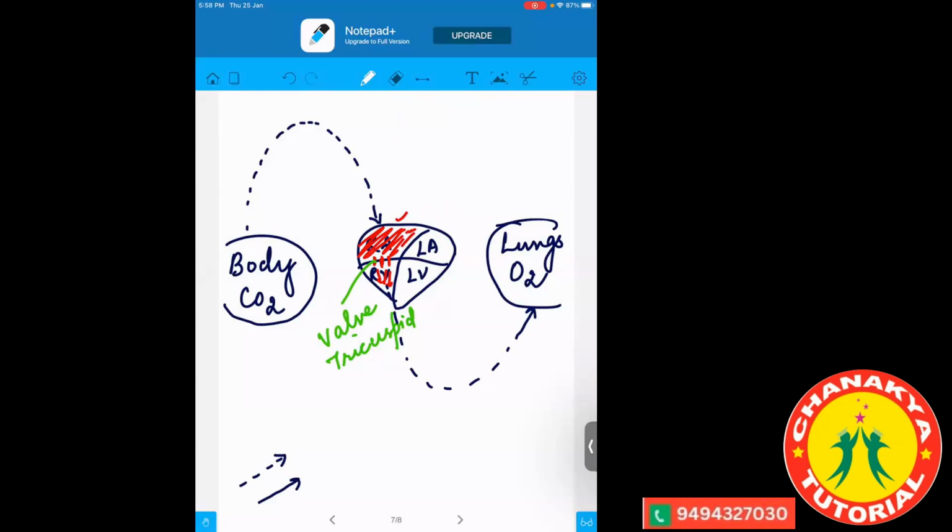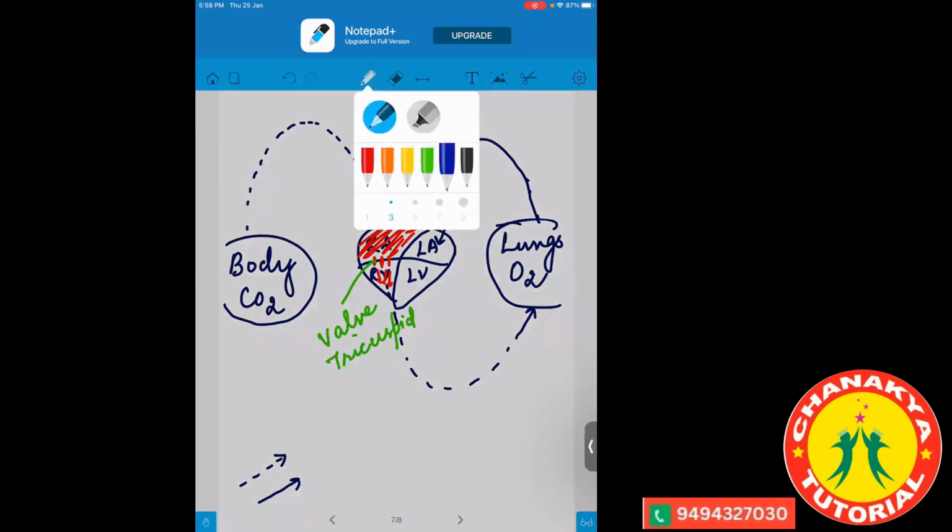Now, as soon as it goes to the lungs, what happens? Whatever impure blood was there will be converted into the pure form. Now it becomes oxygenated. Where will this oxygenated blood enter? The left auricle. As I told you, we mention oxygenated with a straight line and deoxygenated with dotted lines. Same process: the left auricle gets full of blood, creates pressure, and starts moving into the left ventricle.